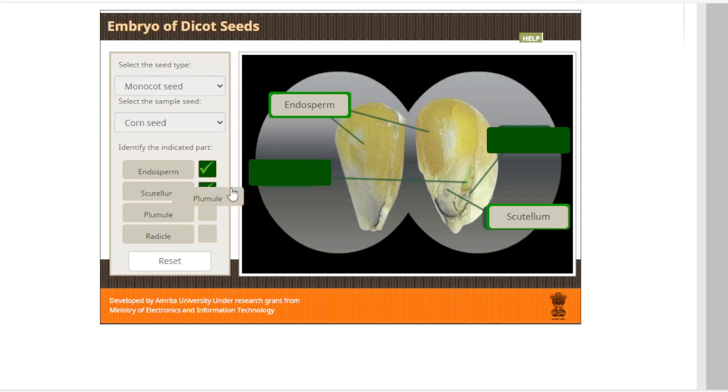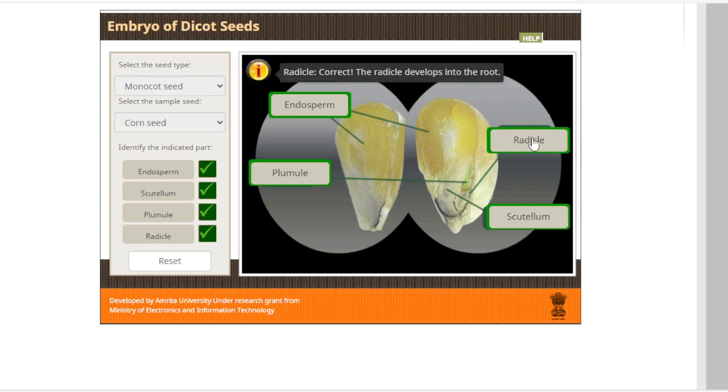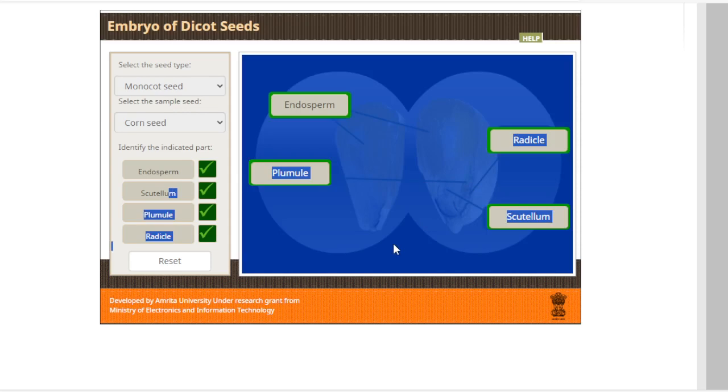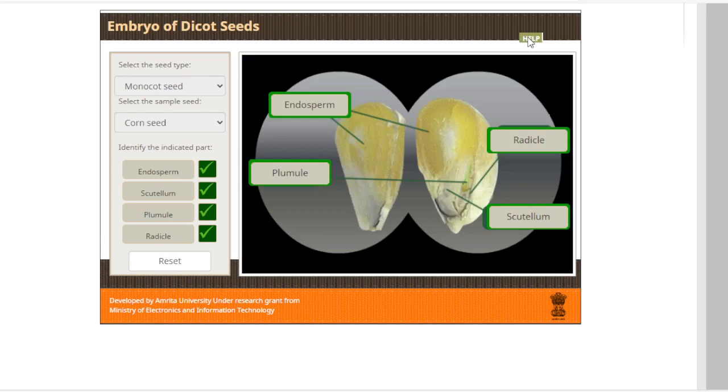Now we are going to have plumule, and now we are going to have the radical. So first let's talk about radical. The radical basically develops into the root, and radical is located here, and plumule is located here in the corn seed, right? And this right here is the scutellum, right? Yes. So let's check.